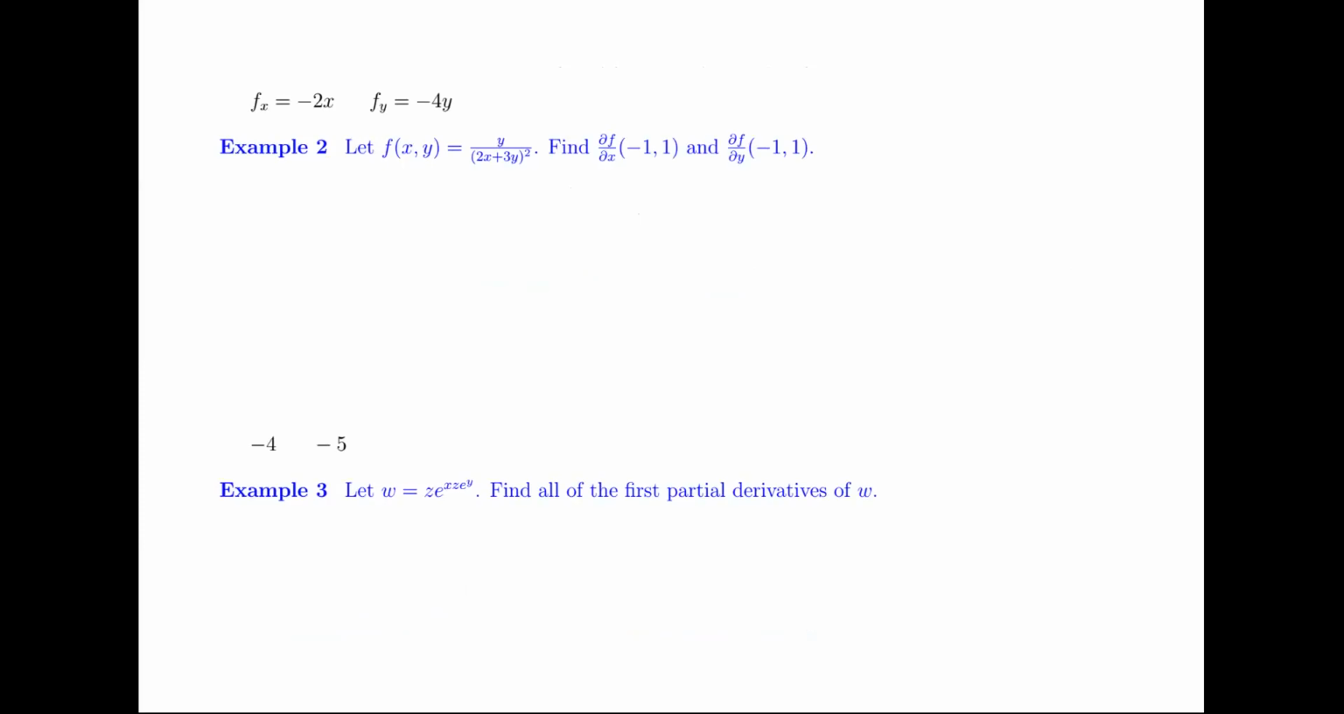So for example 2 here, we're going to find the partial with respect to x evaluated at negative 1, 1. And then we're going to take the partial with respect to y and evaluate that at negative 1, 1. So we want the first order partial with respect to x. That's what we want to calculate first here.